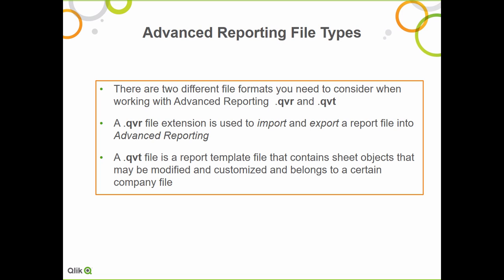So, advanced reporting file types. We have a few different file types in there that are important for your work, and one of them is QVR. The .qvr file extension is used to import and export a report file into your advanced reporting tool. A .qbt file is a report template file that helps you to create reports without having to start from scratch. So you will see several report templates there in your report list, and you can use them, modify them, save them under a different name, and generally it makes life very easy. The .qbr file extension basically is used to import and export a report file into the QuickBooks Advanced Reporting.